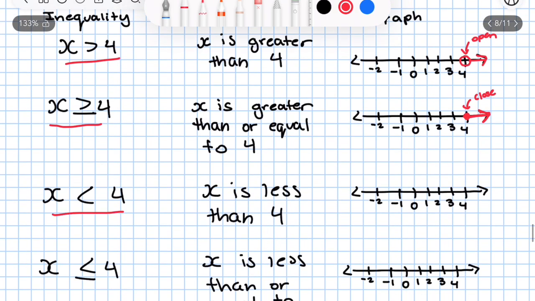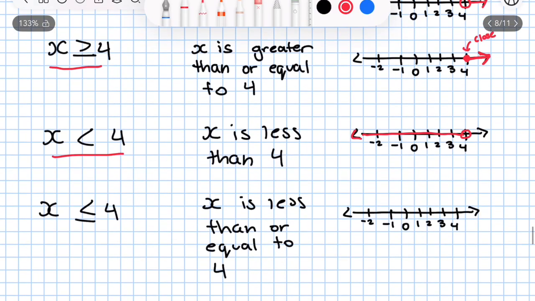This one is x is less than 4. Because it's not including 4, it's an open circle, and it's going to be pointing to the left-hand side. And finally, x is less than or equal to 4. It's going to include 4, and it's going to go to the negative numbers.